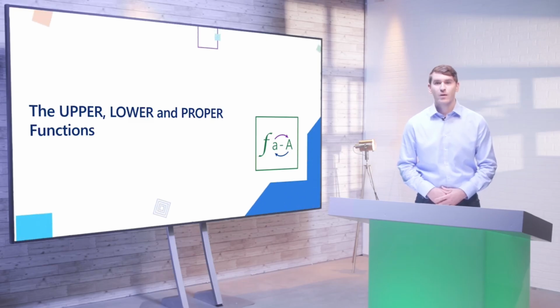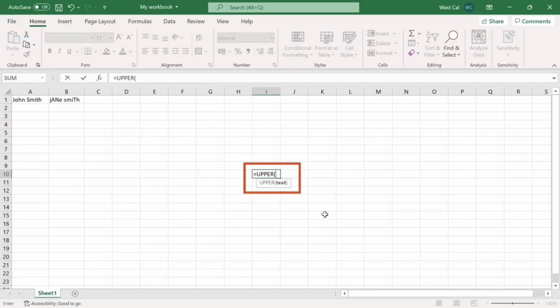The UPPER, LOWER, and PROPER functions are used to change the case of the text in the data. The UPPER function converts all lowercase characters into uppercase, while the LOWER function will do the opposite. The PROPER function will only capitalize the first character of each word in a text string. For all of these functions, the only argument is text. This is used to indicate the text-based data that you would like this function to work with.